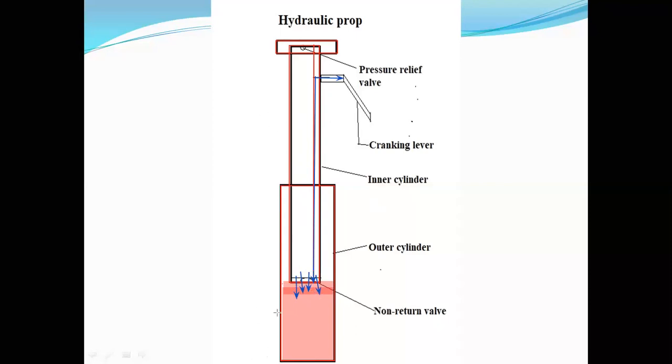So now let's say I have erected it. Basically, it consists of one outer cylinder and one inner cylinder. One will move inside another, a kind of telescopic thing, and there will be a pressure relief valve at the top, and the bottom of the inner cylinder contains one non-return valve. Between the pressure relief valve and the non-return valve, it is connected to the cranking lever by means of some kind of attachment here.